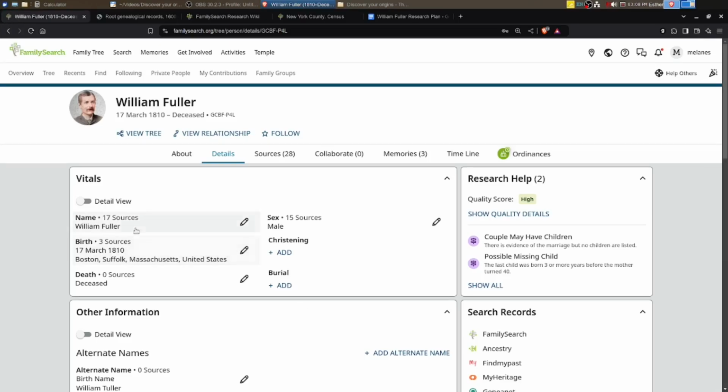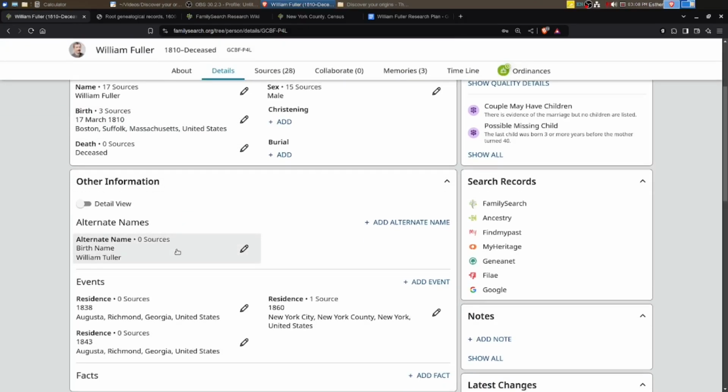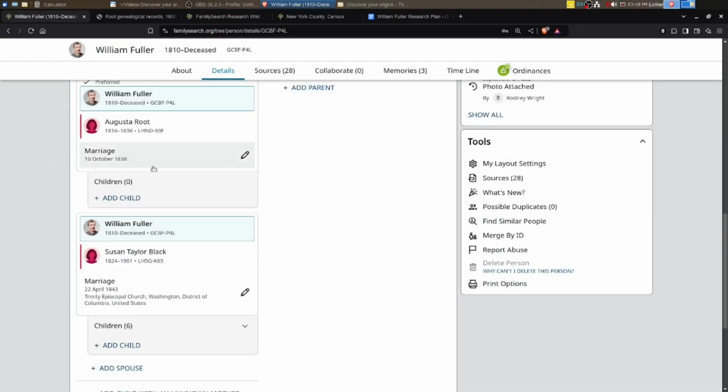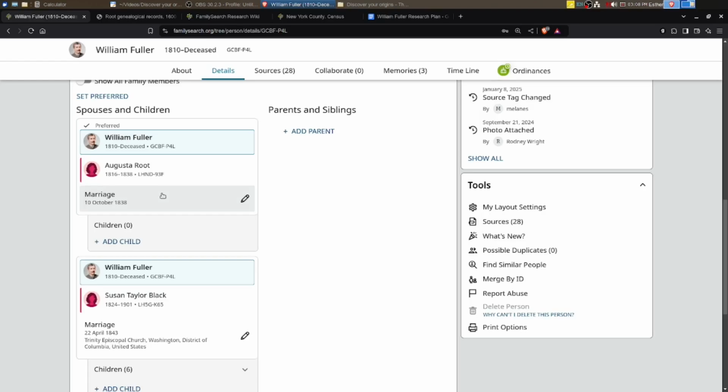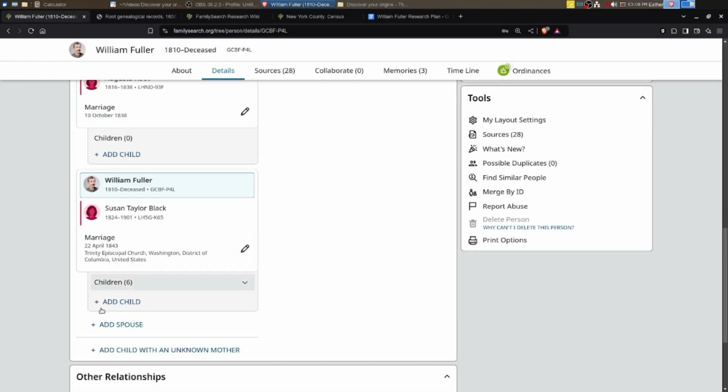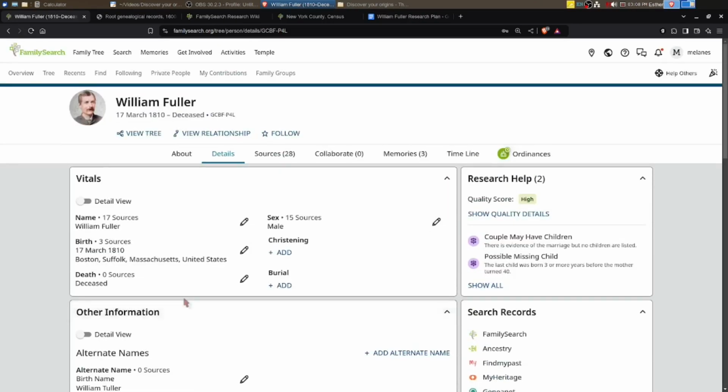William Fuller, it looks like it says here he is born on the 17th of March, 1810 in Boston, Massachusetts. And there are 3 sources. And then with the family groupings, it looks like he was married twice, first to Augusta Root and then to Susan Taylor Black. And then he had children with the second wife. If we scroll up to the top, it looks like the quality score is high.